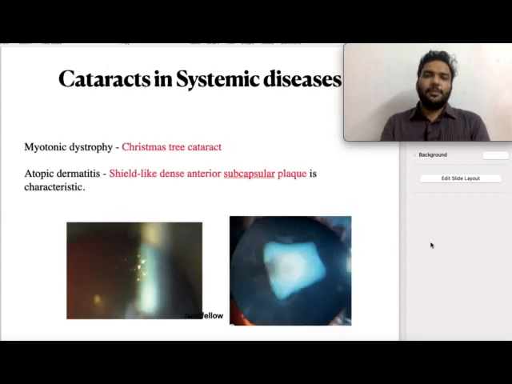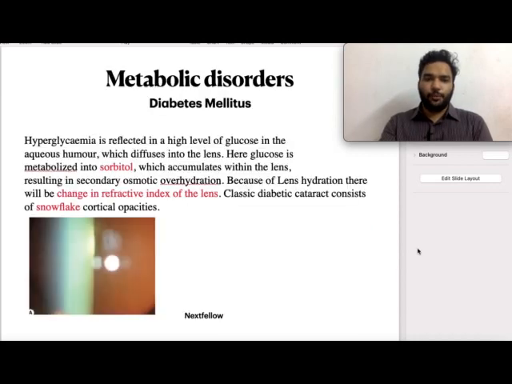So cataracts in systemic diseases, these are very important from the MCQ point of view. Christmas tree cataract is seen in myotonic dystrophy, and this is the Christmas tree. And atopic dermatitis causes a shield-like dense anterior subcapsular plaque, which is shield-like cataract, whereas vernal keratoconjunctivitis causes a shield ulcer in the cornea. Those two differences you should know.